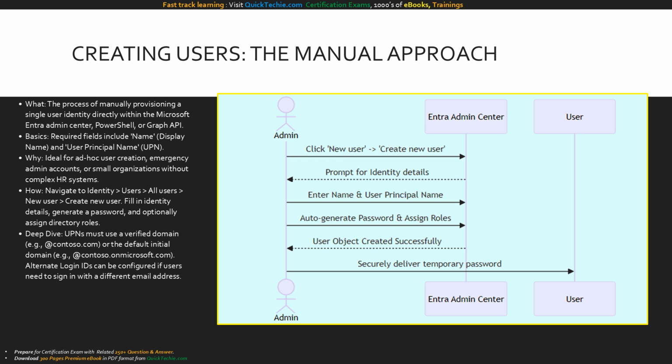This sequence diagram walks us through the exact interactions an administrator has when manually creating a user. First, the admin initiates the creation request in the portal. Entra prompts for the mandatory identity details. The admin inputs the display name and the crucial user principal name. Next, they allow Entra to auto-generate a secure temporary password and, if needed, assign an administrative role right there on the creation screen. Entra processes this, creates the object, and hands back the temporary password. The final, critical step happens outside the system. The admin securely delivers that password to the end user for their first login.